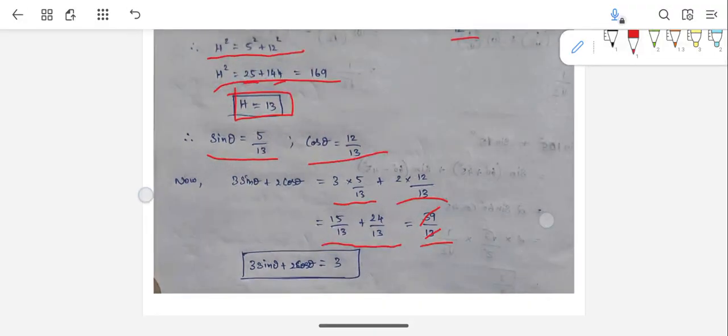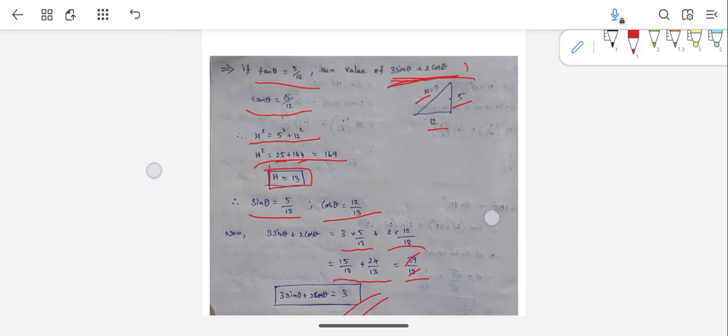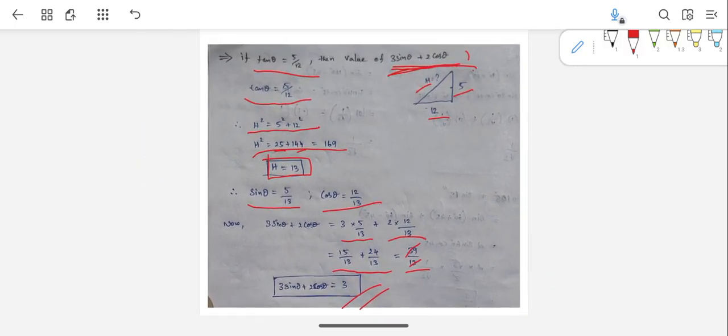The answer is 3. Okay, that's it. So this is how you need to find, guys. Even if you are given only cos theta, you need to apply the sides based on that ratio. You can draw the right angle triangle, and then using Pythagoras theorem, you can find another value. From that you can find all the trigonometric values.